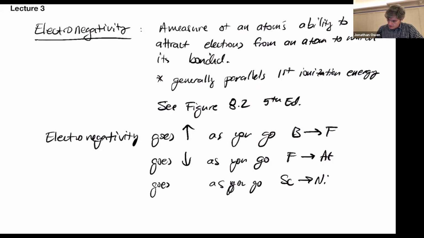So scandium is less electronegative. It's like boron, nickel's like fluorine. So electronegativity goes up as you go scandium to nickel. And gallium and germanium are exceptions. Why is that?